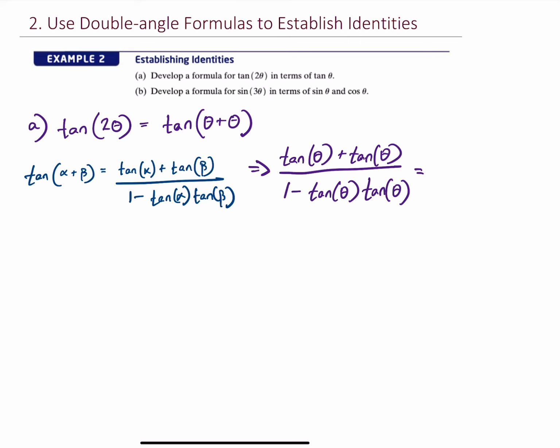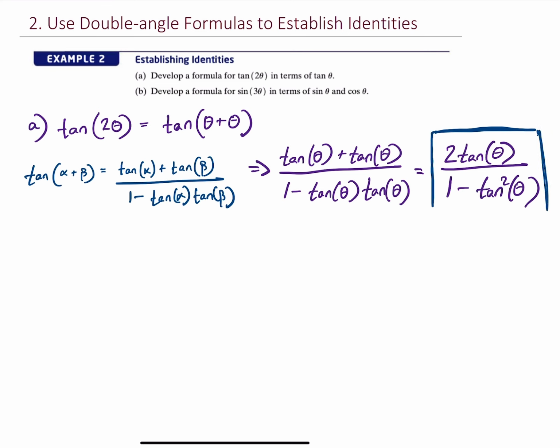We can combine some like terms here. We have 2 tangent thetas on top, so that can become 2 tangent of theta over 1 minus, and that will become tangent squared, because we have 2 tangent of thetas multiplied together. So this is actually the double angle formula for the tangent. If you have the angle addition ones already, you can use them to rederive your double angle formulas if you need to.